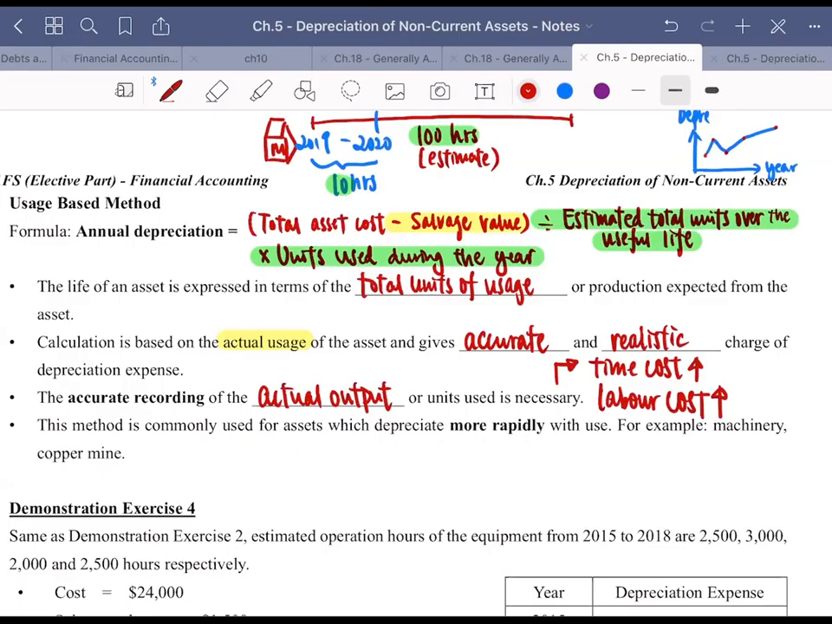So the method would be suitable for some assets which depreciate more rapidly. For example, some machinery may be used very frequently, and their usage may be different throughout the 4 or 5 years, and we have to use the actual output to calculate a more realistic depreciation for them.